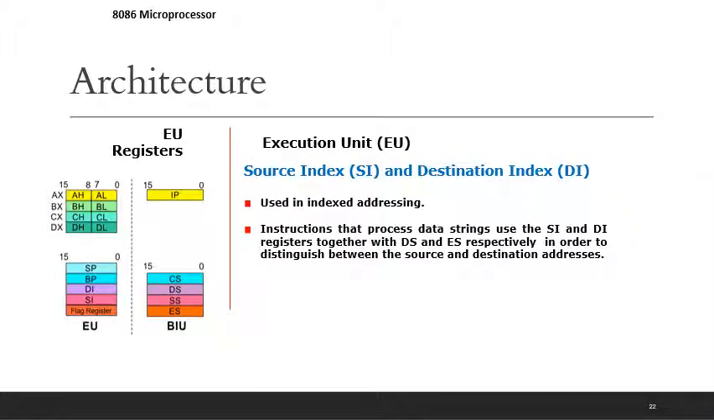Source index and destination index registers. These registers are used in indexed addressing. Instructions that process data strings use the source index and destination index registers together with data segment and extra segment respectively in order to distinguish between the source and destination addresses.